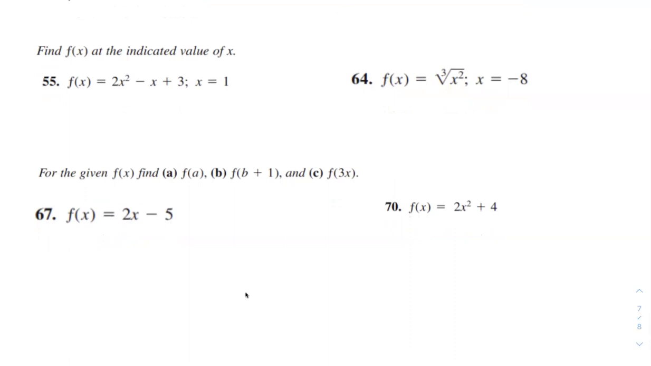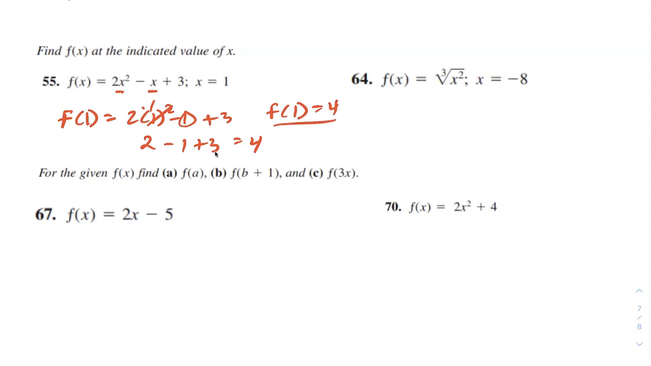So let's finish this off here with find f of x at the indicated value. All I want to know here is what's f of x at x equals 1. So what is f of 1? All we do is substitute this 1 in for everywhere I see an x. So 2 times 1 squared minus 1 plus 3. Now remember, when you do this, you always do the square first, order of operations. So I'm going to square this first, which gets me 1. So now it's 2 times 1, which is 2, minus 1 plus 3. That is 1 plus 3, which is 4. So f of 1 equals 4.